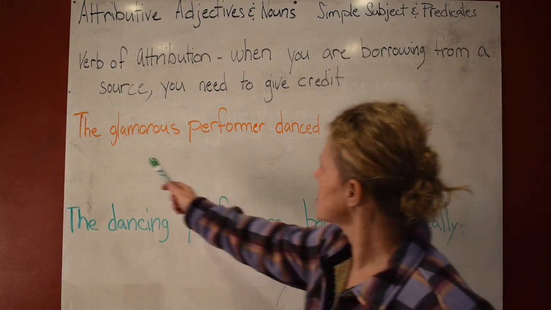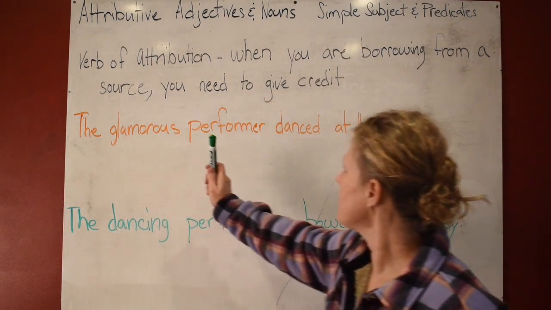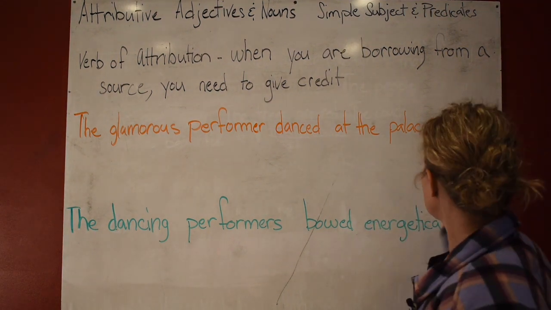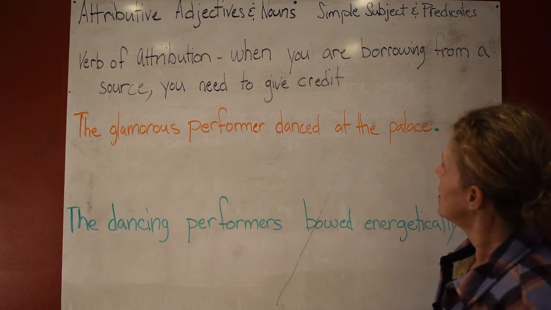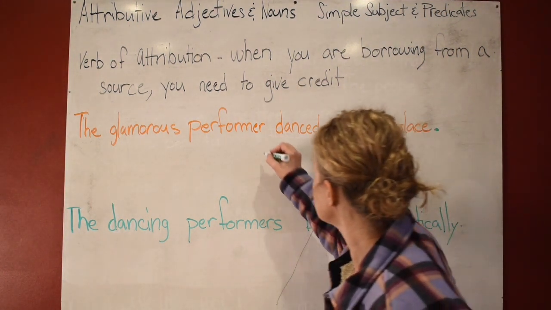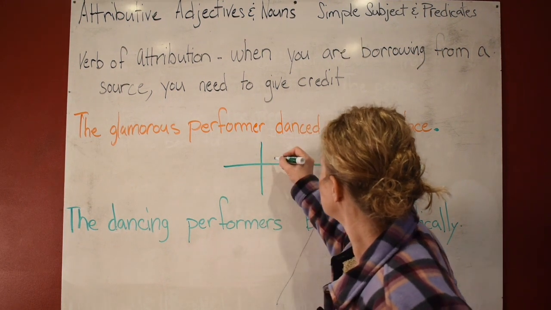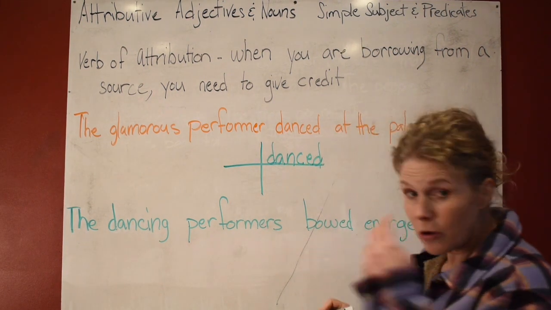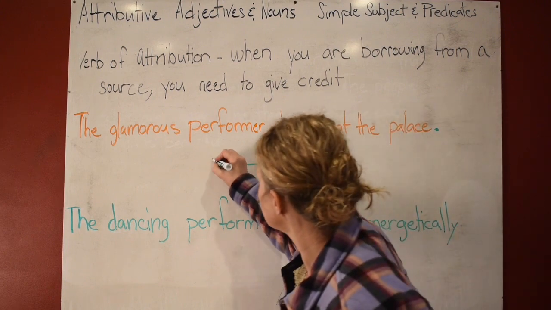Okay, so now let's look at this. The glamorous performer danced at the palace. Whoops, we got to put a period there. Now what's your verb? We're going to diagram it. Danced. Performer. Who danced? The performer danced.